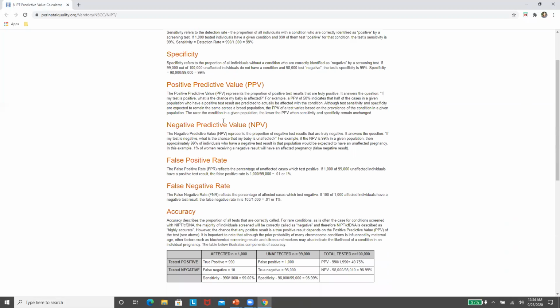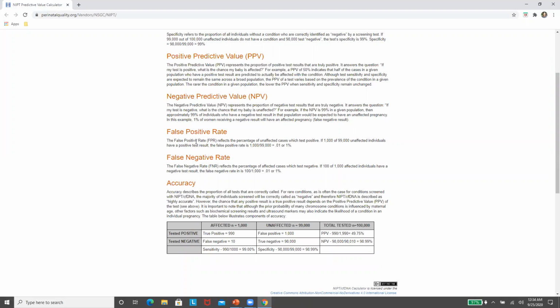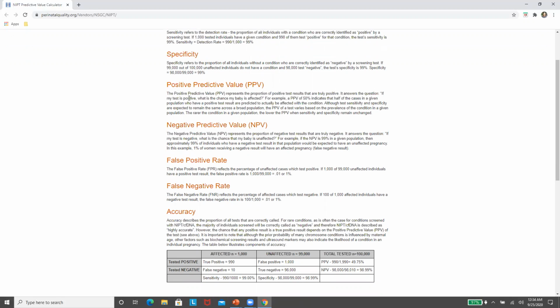If you read through this, it discusses accuracy and how even a highly accurate screening test like NIPT can have a variable positive predictive value. So positive predictive value represents the proportion of positive tests that are truly positive. And although test sensitivity and specificity are expected to remain the same across a broad population, the positive predictive value of a test varies based on the prevalence of the condition in a given population. The rarer the condition, the lower the positive predictive value when sensitivity and specificity remain unchanged.